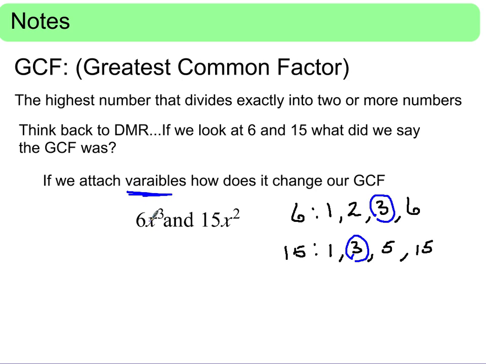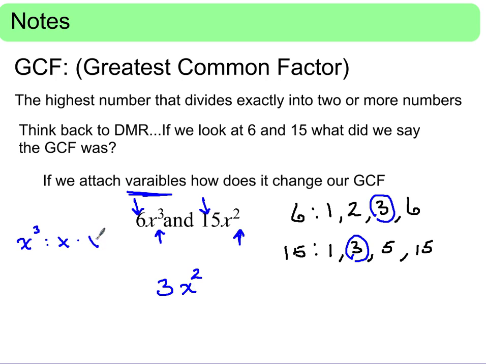And so if we know that the GCF of a 6 and a 15 is 3, and we have an x to the third and an x squared, the GCF of the variables will always be the smaller exponent of the two. And so in this case it would be x squared. So the full GCF would be 3x squared.